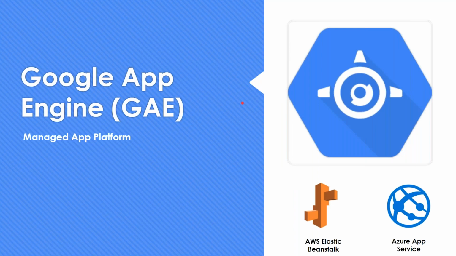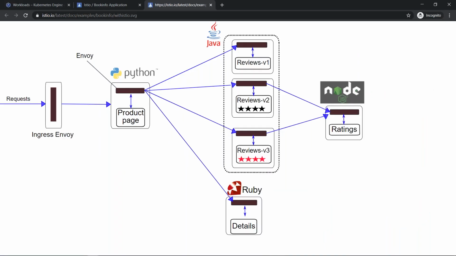I usually use this, so it's very easy. You see one application. This is just a book info application. If it's a book info application, you have a product page, you have some review page, you have some ratings, details about the product. So everything is written in different languages. It's usually called polyglot, where one application is written in multiple languages.